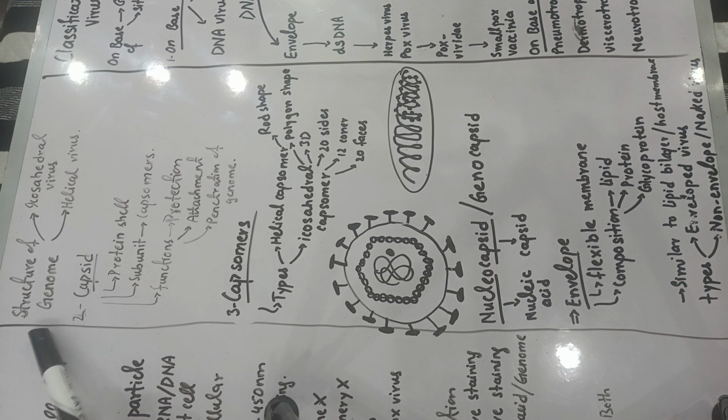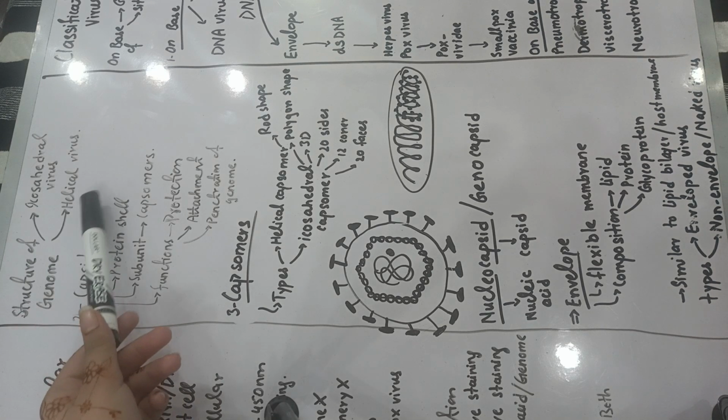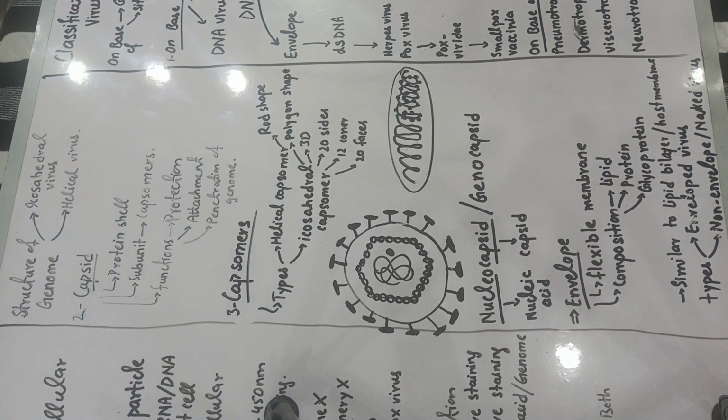So here are the types of viruses on the basis of their genome. There are two types of viruses: icosahedral virus and helical virus. We will discuss them when we discuss the capsomere. The icosahedral virus is named for the shape of its genome, which is a 3D structure, and in the helical virus the genome is in the form of a coil.